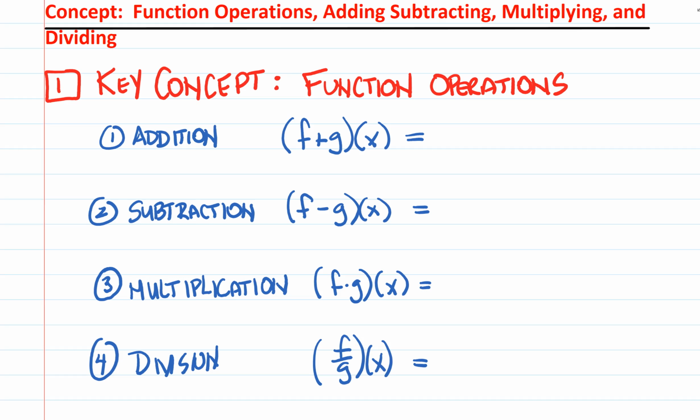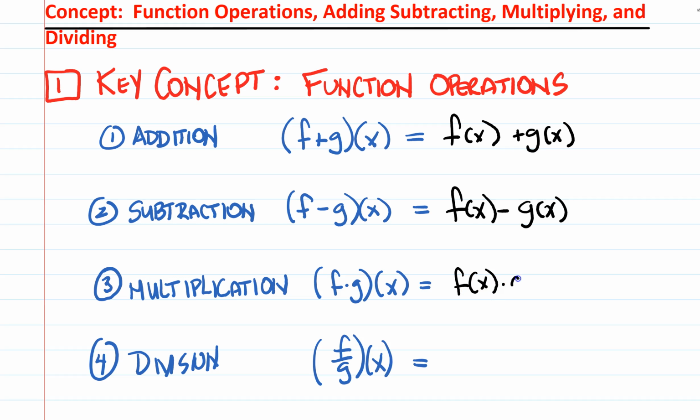So we're going to assume that we have 2 functions, f and g. If we want to add, f plus g of x is the exact same thing as taking f of x and adding it to g of x. So we are allowed to add the individual functions separately. Same thing for subtraction: I can take f of x and subtract off g of x. If I want f times g of x, it's f of x times g of x. It's exactly how you would expect it to behave.